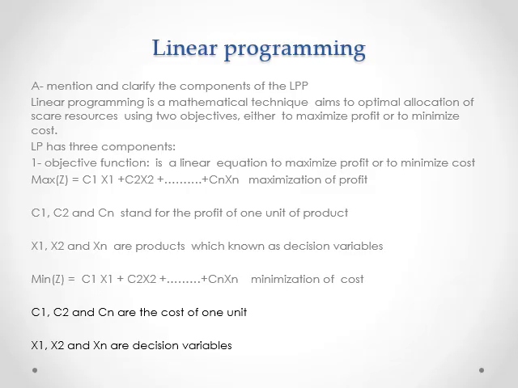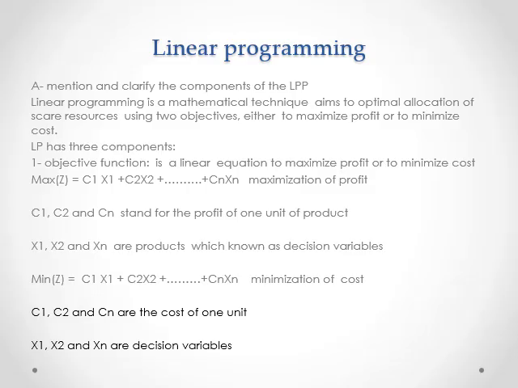X1 and X2 and Xn are known as products or decision variable. X1 X2 Xn عبارة عن سلع، وتعرف أيضا بمتغيرات القرار.